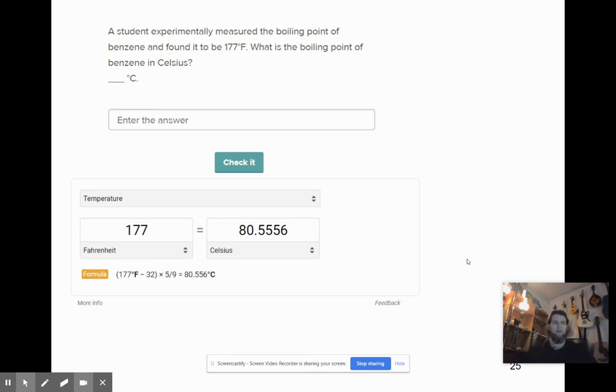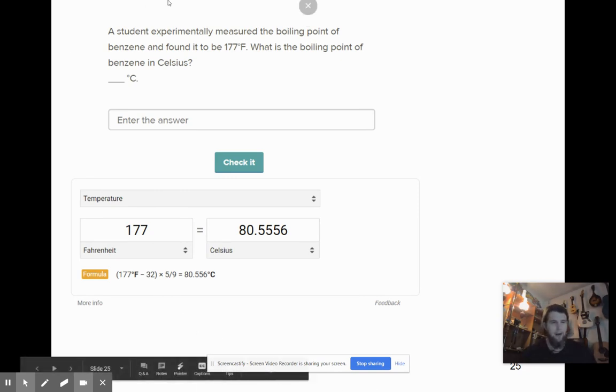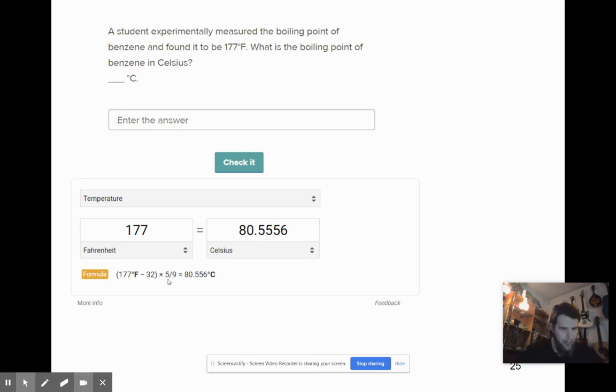But anyway, a student experimentally measured the boiling point of benzene and found it to be 177 degrees Fahrenheit. That sounds like a great experiment for a student. What is the boiling point of benzene in Celsius? Once again, the formula is right down here. We take our temperature in Fahrenheit, subtract 32, and then multiply by 5/9. And that gives us 80.5556. Once again, we just want the first digit after the decimal point, so 80.6 would be your answer. It's all based off of that formula.